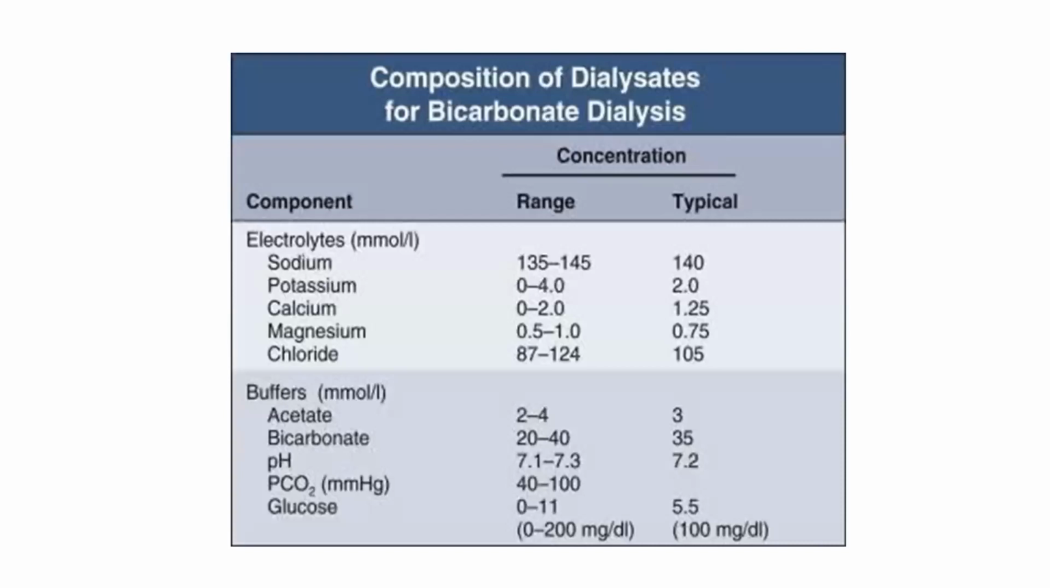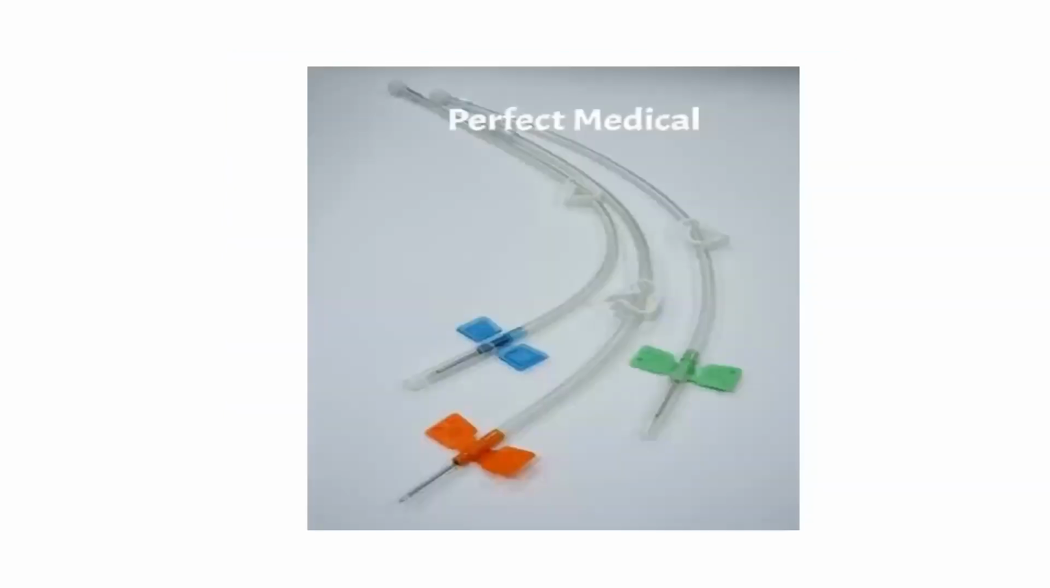This is the composition of a typical dialysis solution, which is a bicarbonate dialysis solution. We try to maintain the normal range of electrolytes, except for potassium, which is usually kept on the lower side because most of the patients with kidney failure are hyperkalemic. These are the fistula needles, which are used for permanent vascular access. Different gauges.